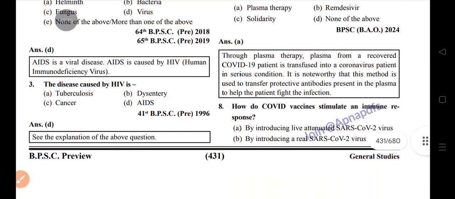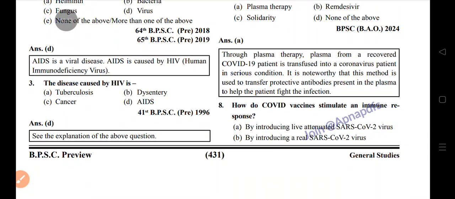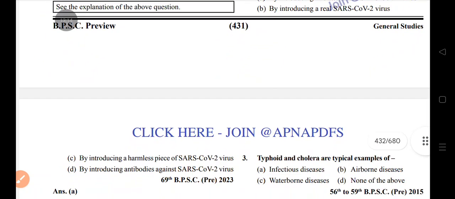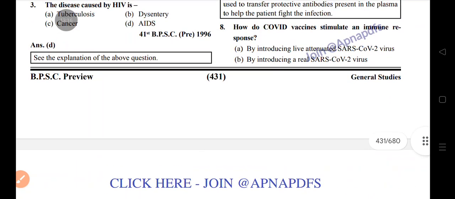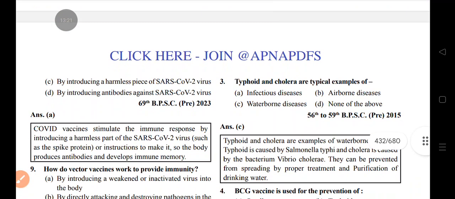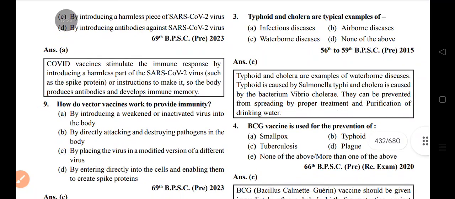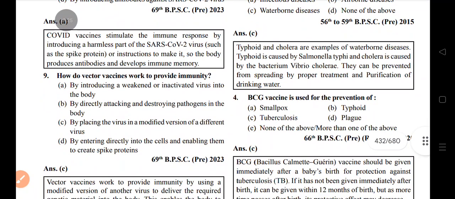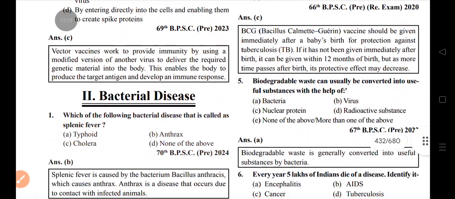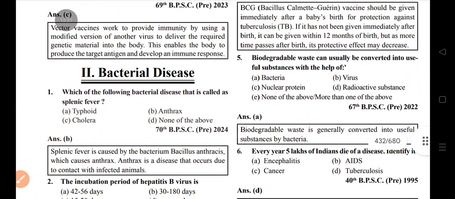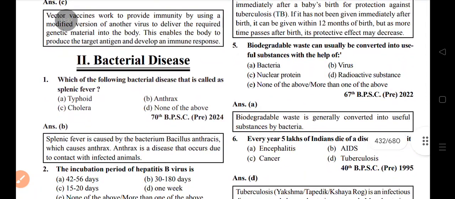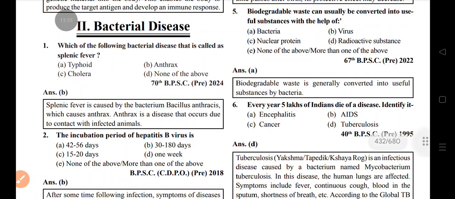Name the clinical trial in which blood is transfused from a recovered COVID-19 patient to a coronavirus patient: plasma therapy. How do COVID vaccines stimulate an immune response? By introducing live attenuated SARS-CoV-2 virus. How do vector vaccines work to provide immunity? By placing the virus in a modified version of a different virus. Bacterial disease: splenic fever, anthrax. Hepatitis B.